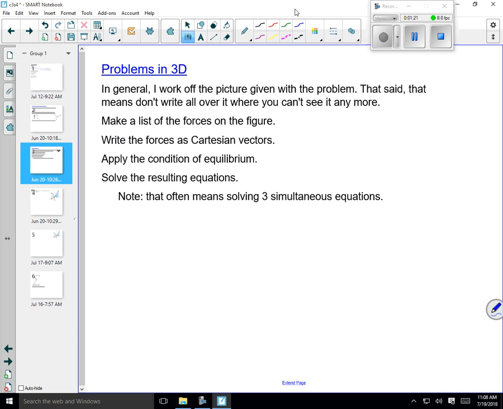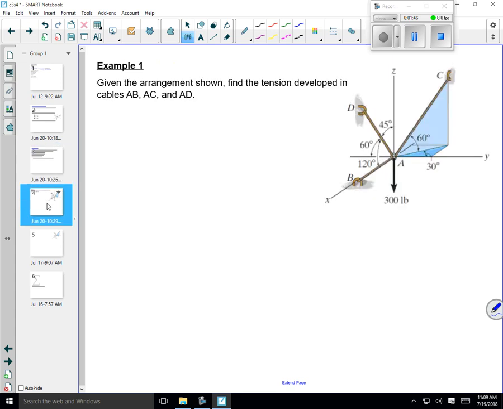So typically, yes, I kind of draw a free body diagram, but where I really try to be careful is to make a list of the forces on the figure written as Cartesian vectors. I make a list, and then I apply my equation of condition for equilibrium there. And we're going to end up solving 3 simultaneous equations. It's okay, we can do it. It's not that bad. So let's try a problem.